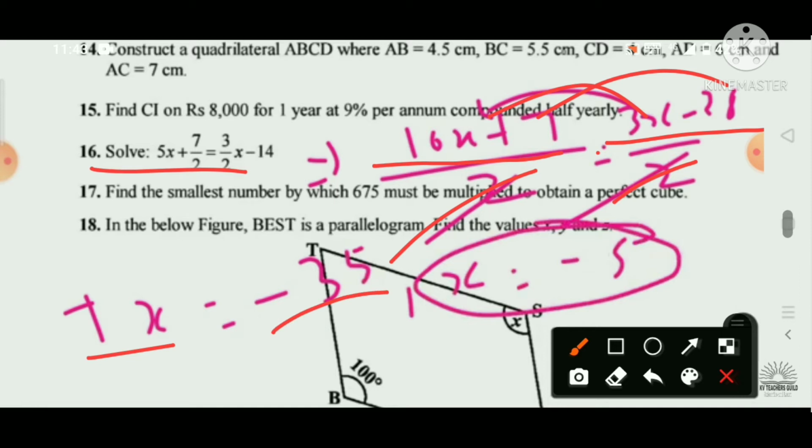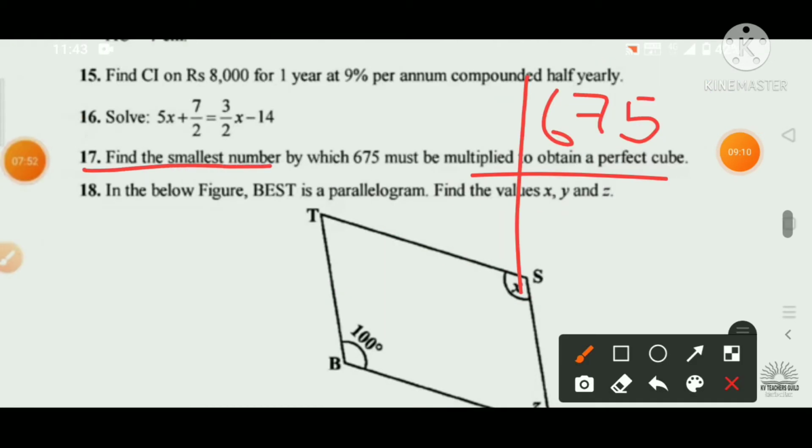So the next question is to find the smallest number by which 675 must be multiplied to obtain a perfect square. So you have to use the prime factorization method. Then you look at which factors do not occur in pairs so that the number becomes a perfect square. That unpaired factor is the smallest number, the answer for this number. Let us move to the next question.